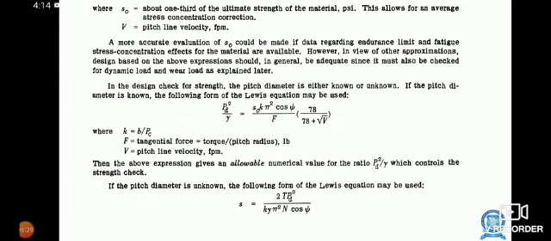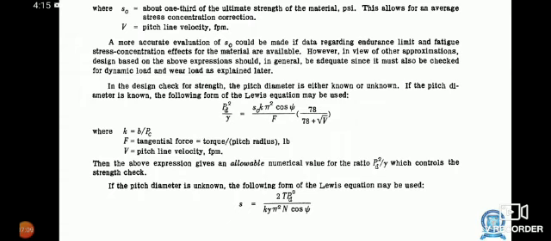A more accurate evaluation of S0 could be made if data regarding endurance limit and fatigue stress concentration effect for the material are available. However, in view of other approximations, design based on the above expression should in general be adequate, since it must also be checked for dynamic load and wear load as explained. In design check for strength, the pitch diameter is either known or unknown. If the pitch diameter is known, the following form of Lewis's equation may be used.